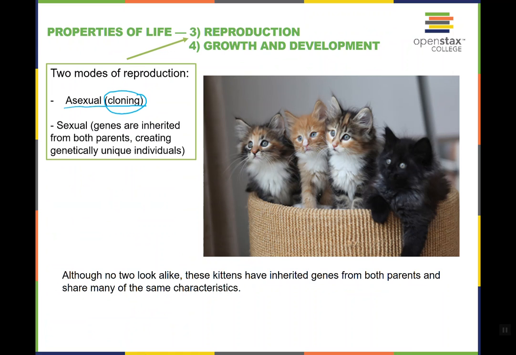So, although none of these kittens look alike, these kittens have inherited genes from both parents and share many of the same characteristics. I'm going to put a caveat on that. So let's label these kittens: 1, 2, 3, and 4. So cats carry litters, meaning that all of these kittens share the same womb. Womb mates, if you will.